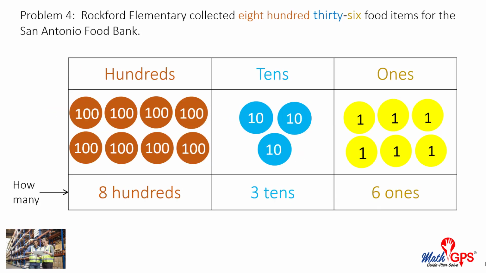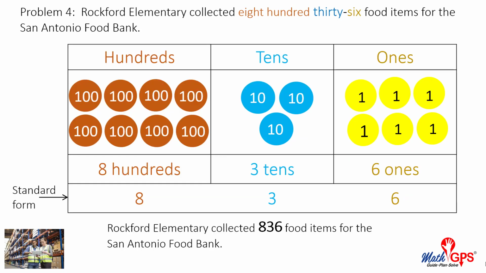Now let's look at the place value chart. Each column shows how many hundreds, tens, and ones are needed to represent the collected food items. 8 of the hundreds, 3 of the tens, and 6 of the ones. We use only the digits 8, 3, and 6 to compose and write the number 836 in standard form. Rockford Elementary collected 836 food items for the San Antonio Food Bank.